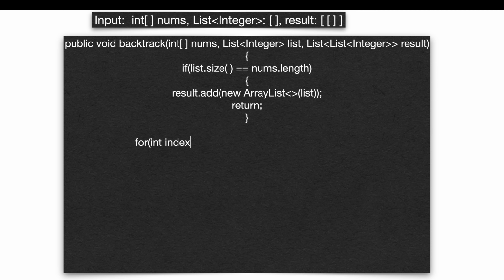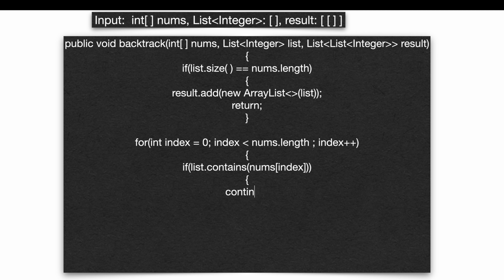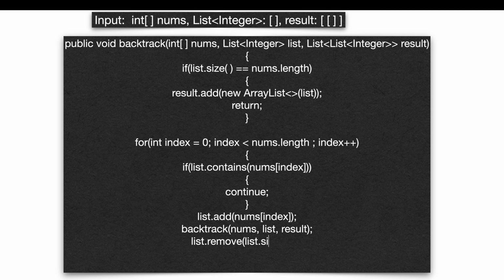Otherwise, we initiate from index 0, we move till array length. So for each iteration, we compare whether the current element is present in the list or not. If it is present, we skip the iteration. Otherwise, we add the current element to the list. Then we make a backtrack call with the updated list. So once we are done with recursion, while returning to the caller, we remove the last element from the list.